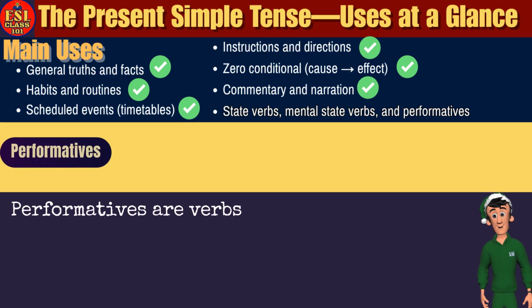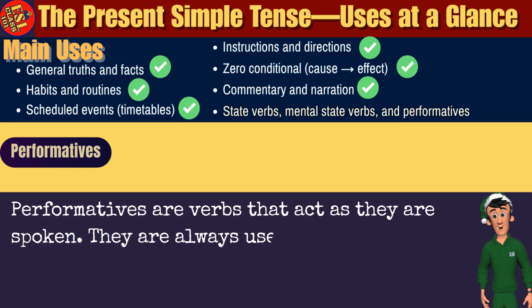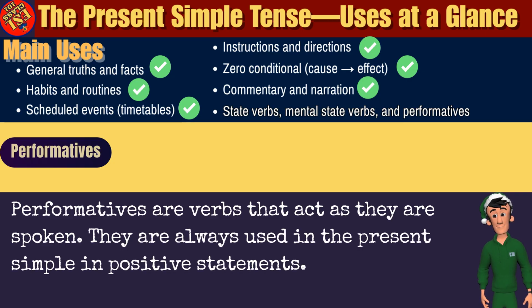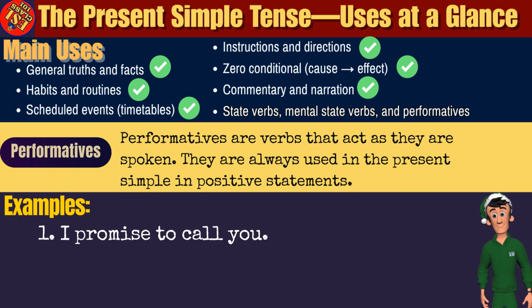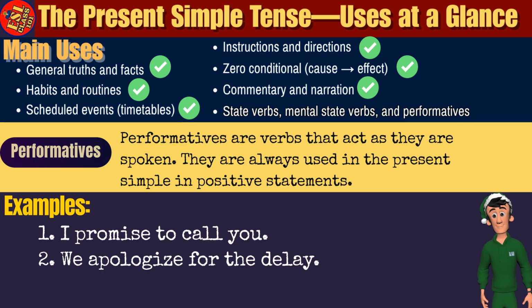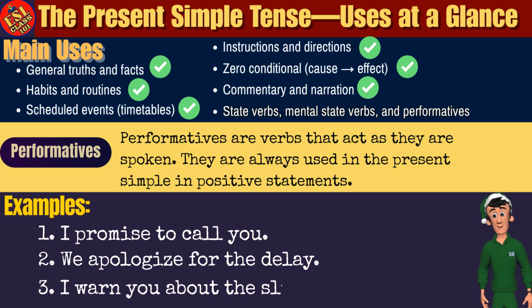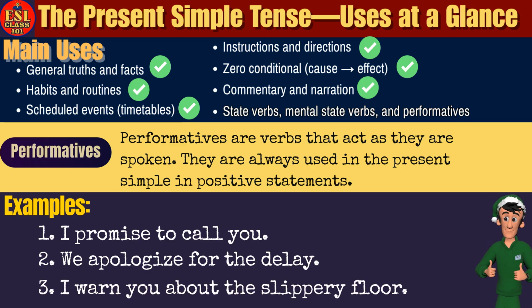Performatives. Performatives are verbs that act as they are spoken. They are always used in the present simple in positive statements. Examples: 1. I promise to call you. 2. We apologize for the delay. 3. I warn you about the slippery floor.